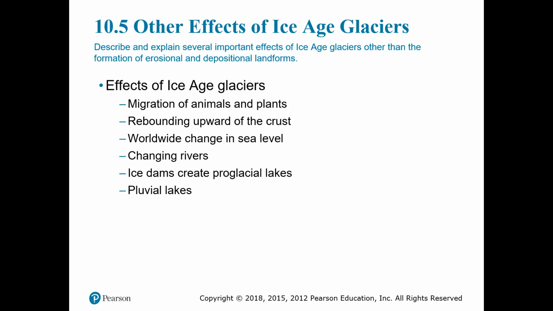Ice sheets and alpine glaciers act as dams and can create lakes. So we call these proglacial lakes, and that refers to their position just beyond the outer limits of a glacier or an ice sheet. At the bottom of page 325, you see this glacial Lake Agassiz, and then the remnants that we have of that today. And then we have pluvial lakes.